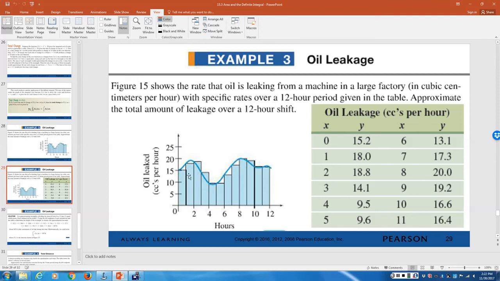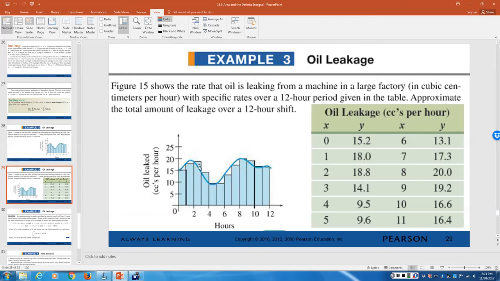So the actual area of that first bar, which is an approximation of the total amount of oil leak that first hour, is 15.2. You can tell that because it starts just a little tiny bit above 15. And that graph on the oil leak is incremented in 5s. The second rectangle here is a little bit taller. It goes up to about 18 cc's per hour. The third one is taller still. It goes up to 18.8.